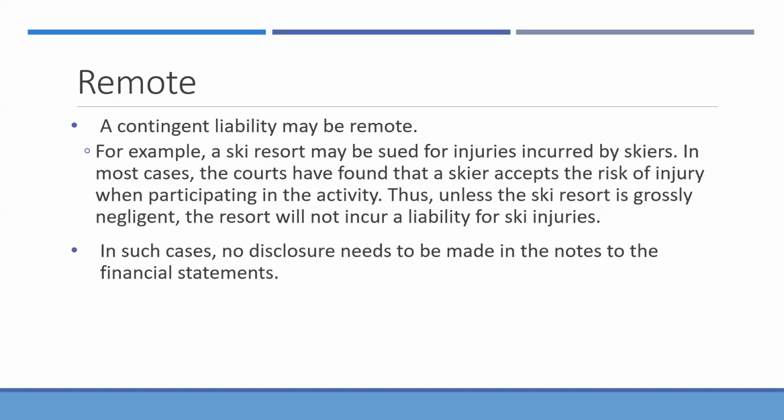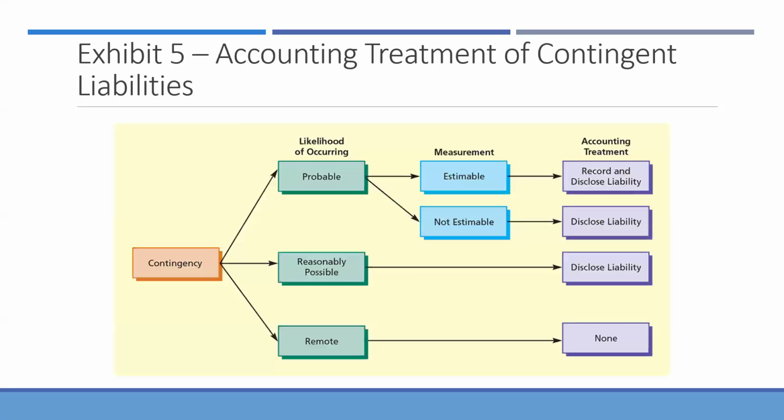And then remote is if a contingent liability is remote, for example, a lawsuit for injuries incurred by skiers. In most cases, the courts have found that a skier accepts the risk of injury, especially in Wisconsin. I don't know if you've seen those disclosures, but holy crap. If you're trying to sue Trollhagen for a skiing lawsuit, you're not going to win. Like, there are so many disclosures. That would be frivolous. That would be remote. They're not going to accrue for it. They're not going to disclose it because it doesn't matter, right? There's no disclosure necessary.